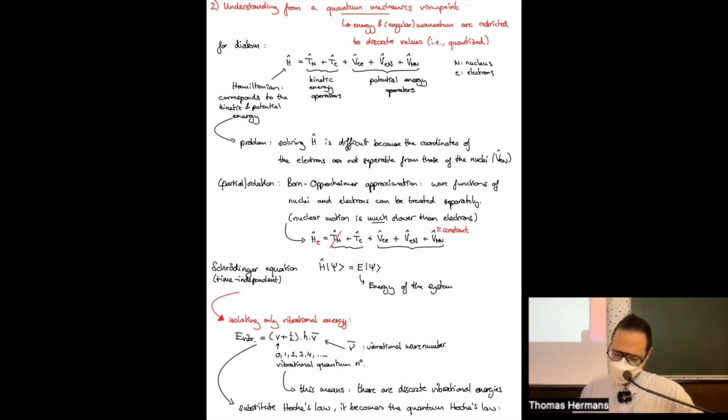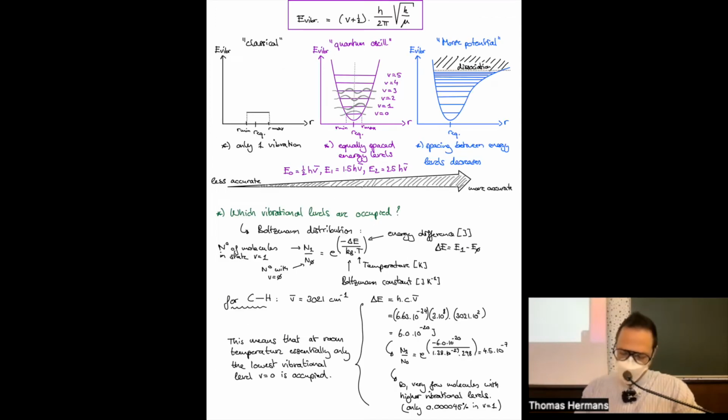So what does this mean, right? That there are discrete vibrational energies. Okay. And we can now substitute that into Hooke's law, which is kind of strange because you're putting the quantum mechanical vibrational energy into a classical mechanical equation. But that's what people do. So we're going to do it.